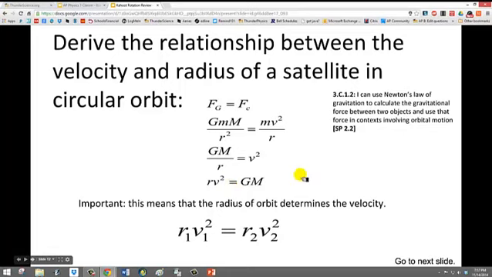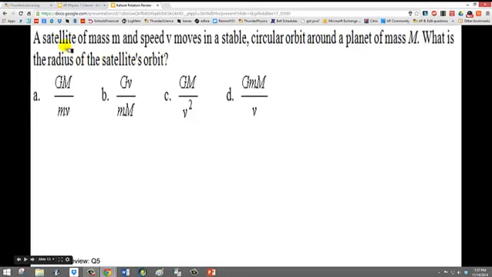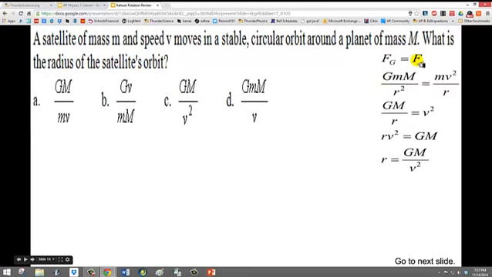rv squared is equal to GM. This question says a satellite of mass m and speed v moves in a stable circular orbit around a planet of mass M. What is the radius of the satellite's orbit? So going back to our derivation, if we follow it all the way to this part and solve it for r, we get big G big M over v squared. So the answer in this case was C.